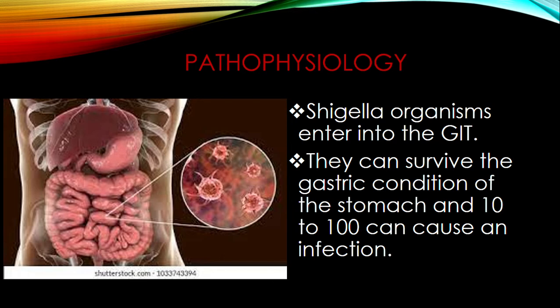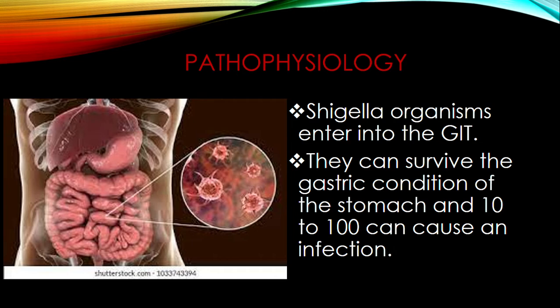So now let's look at the pathophysiology. What happens? Under the pathophysiology of dysentery, as you can see through this picture, it affects mainly the gastrointestinal tract and the intestines. Shigella organisms enter the GIT through the oral-fecal route. So they enter through the oral route.